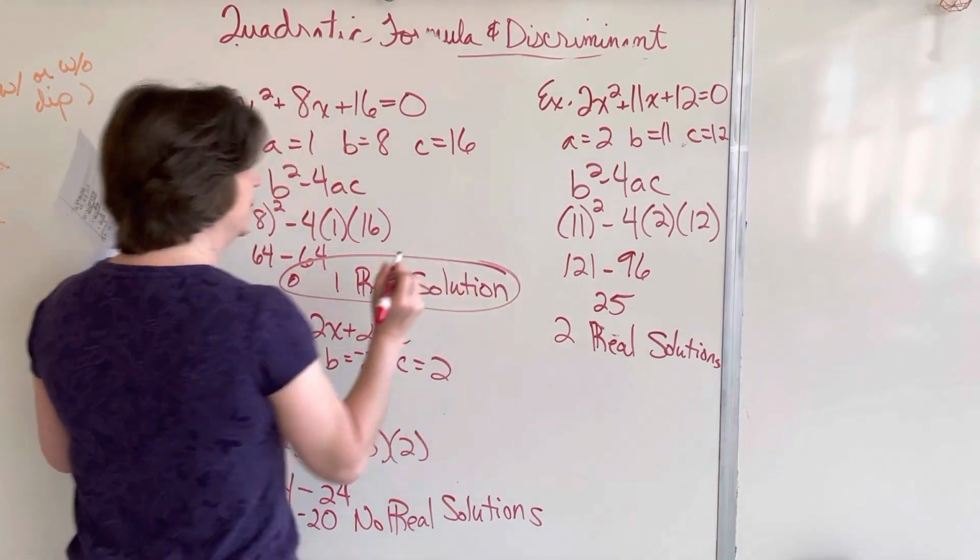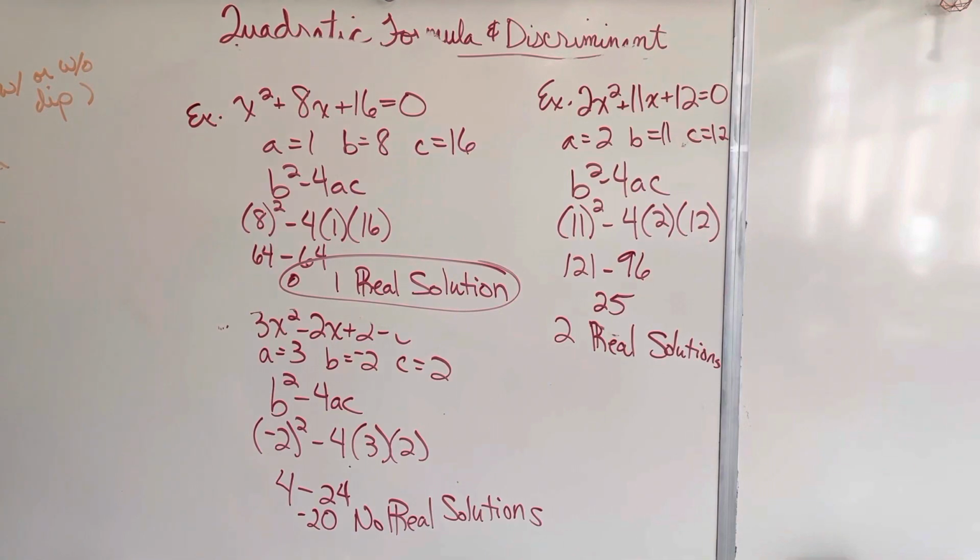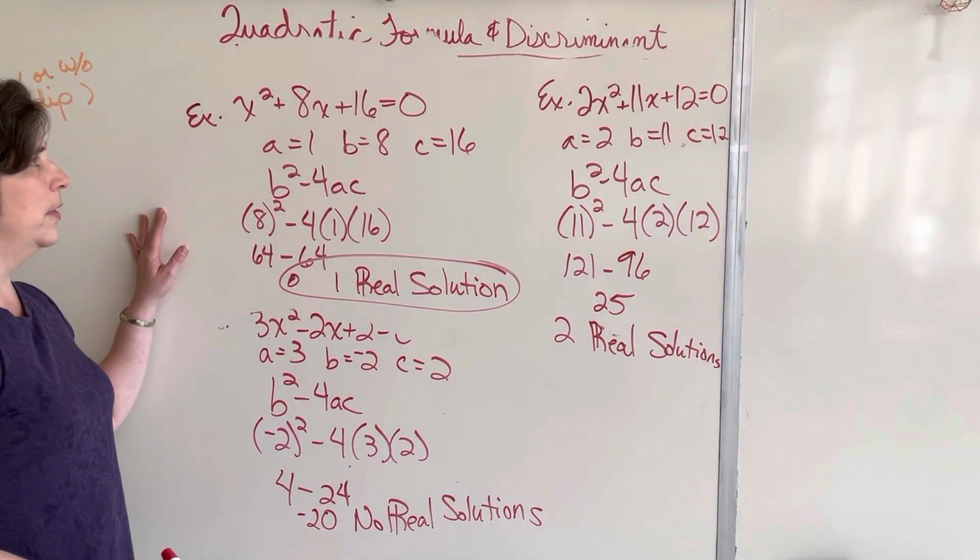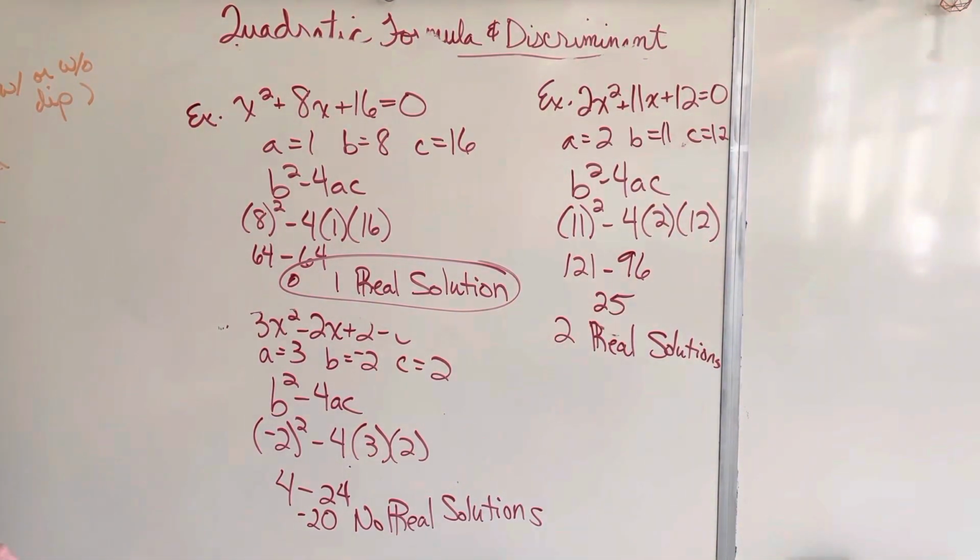This doesn't tell you what your solution is, but it tells you how many you're going to find. This is the quadratic formula and using the discriminant.